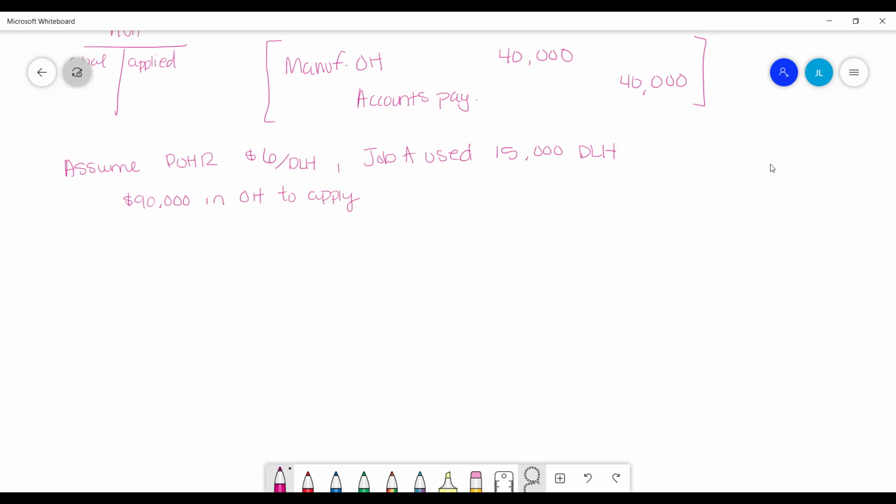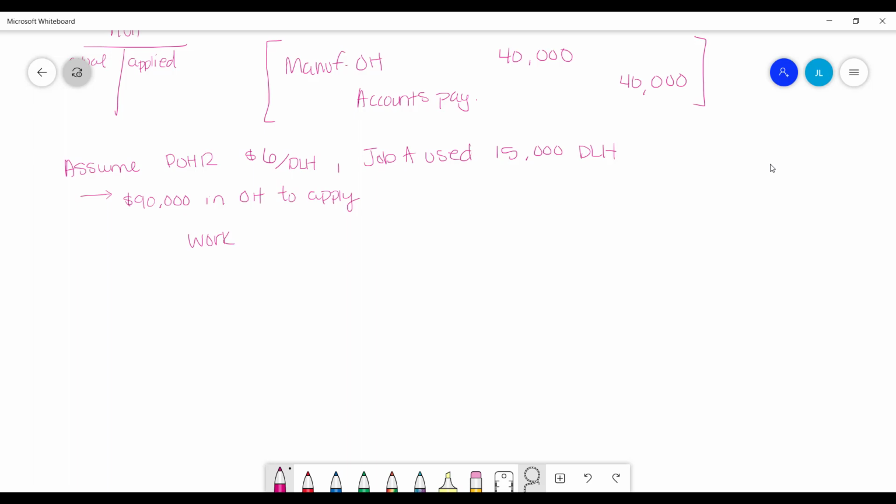This is just our best estimate of overhead at this point in time in order to get an accurate reading for now of what the cost is of job A, without just keeping an empty hole there for what manufacturing overhead might be. So although $90,000 isn't necessarily the actual amount, we'll find out what the actual amount is. This is going to be our best estimate for now. Okay, so how would we go ahead and journalize that $90,000?